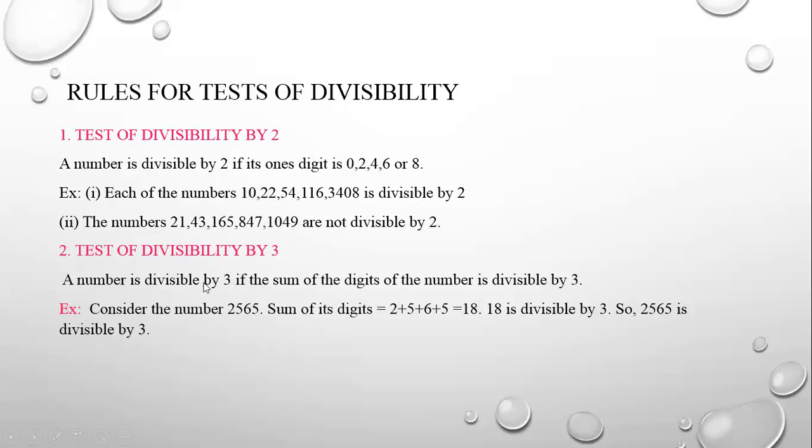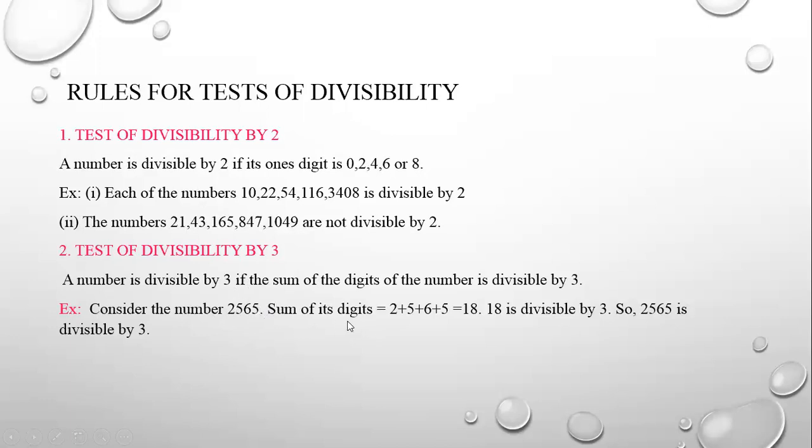Next rule or next divisibility is by number 3. So how can we say that a number is divisible by 3 or not? If the sum of the digits of the number is divisible by 3. So let us see the example here. The number is, for example, 2565. This is the number. So we need to find whether this number is divisible by 3 or not.